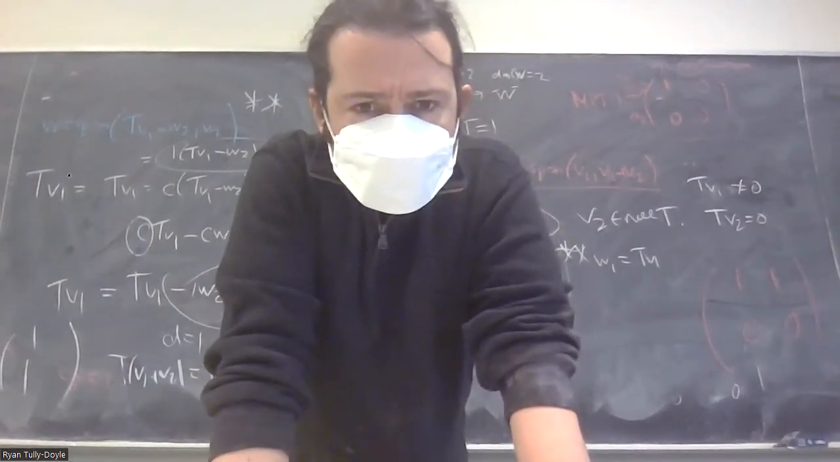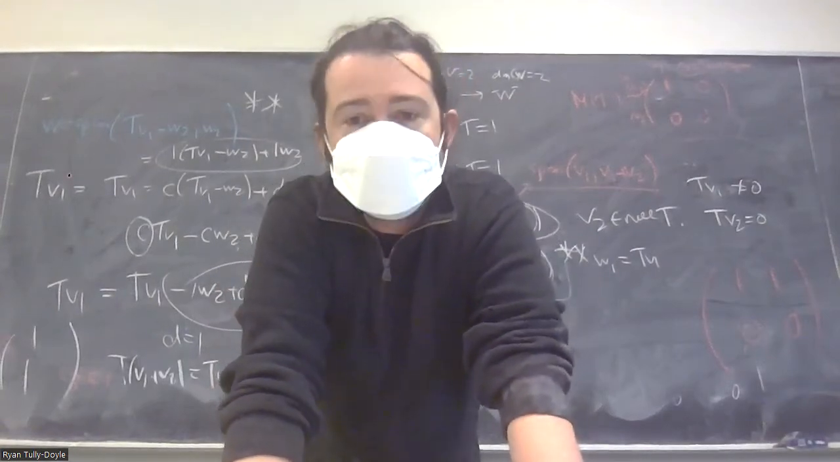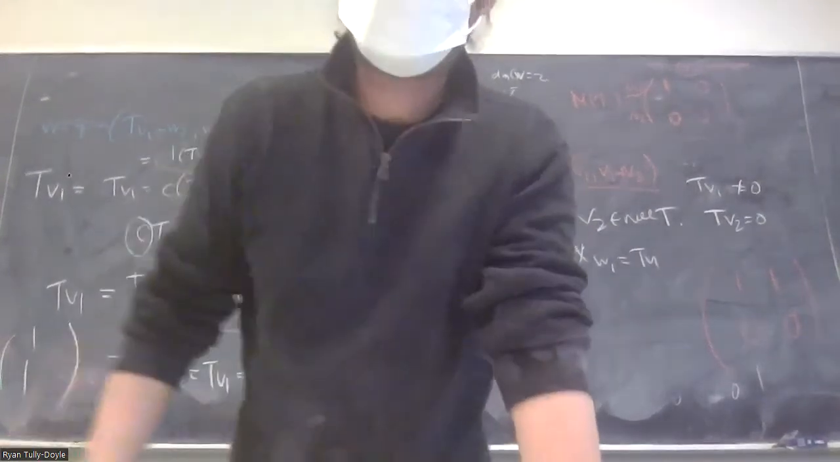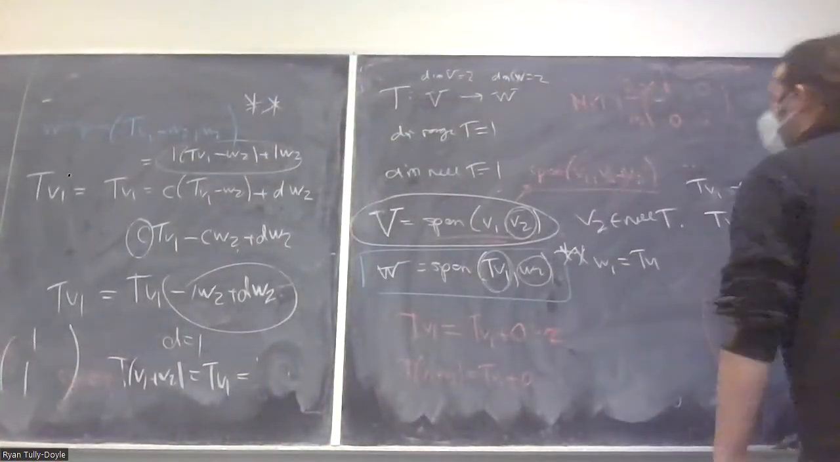Suppose V is finite dimensional. Prove that T is a scalar multiple of the identity if and only if ST is equal to TS for every S. Okay, so one direction of this is pretty easy, right? If you happen to know it's a scalar multiple of the identity.